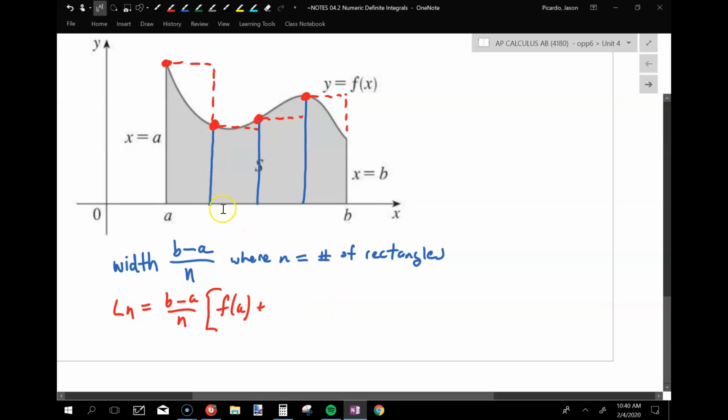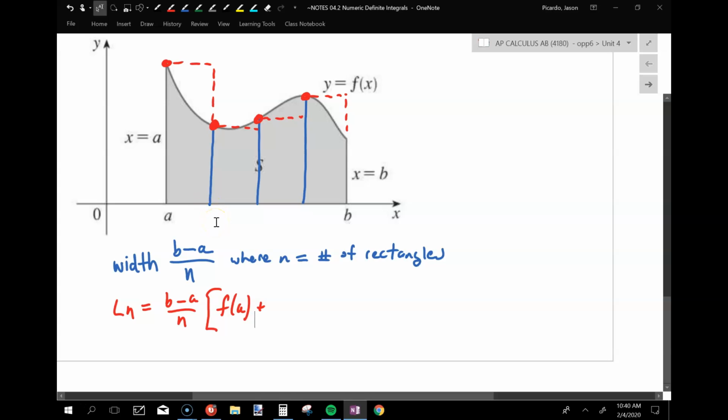Okay, now I need this dimension. How do I get that dimension? Well, it's got to start at a, right? And what do I have to add to a? I have to add the width of a rectangle, don't I?